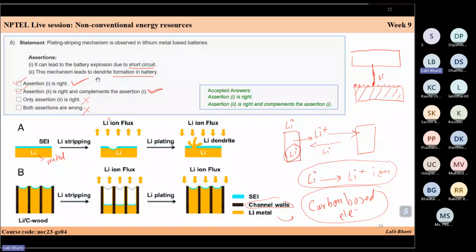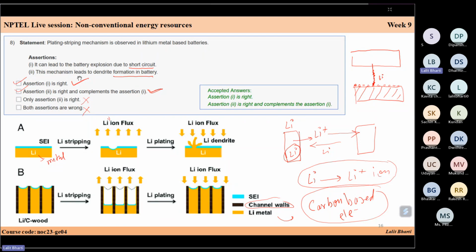So statement one is right. It can lead to battery explosion due to short circuit. Because if your dendrite is reaching another electrode, your electrons will transfer directly, the reaction will be very fast, and a lot of heat will be emitted. So it can cause the battery to explode. So option one is correct.